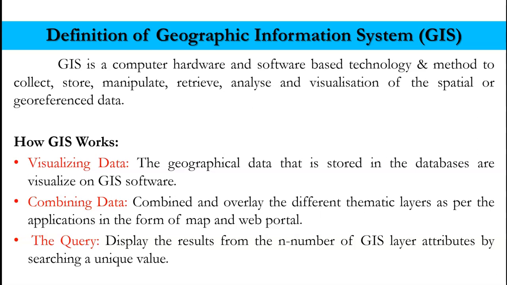Then query, because we may have a very large amount of data, but you want to select only your interested data and display only what you want to see for your analysis, right? So you are displaying the data from the n number of GIS layers attributes by searching for unique values, right?